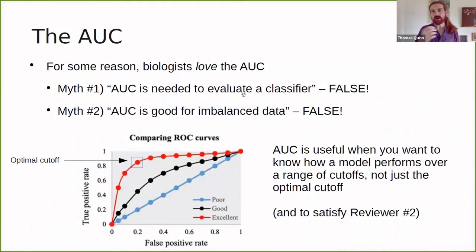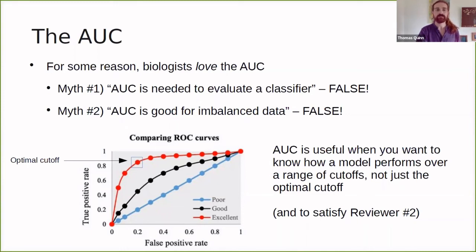Now, it's worth commenting a bit about the AUC because for some reason, biologists love the AUC, which is the area under the receiver operating curve. And I get asked about this all the time. And I think there are two really prevalent myths with the AUC. The first is that you need it to evaluate a classifier. And that isn't true. Sensitivity, specificity, and precision are very good metrics in their own right and can be interpreted independent of an AUC.